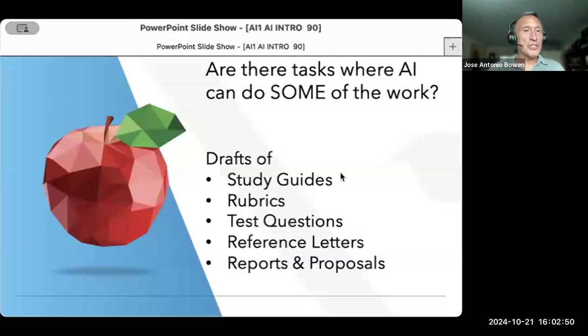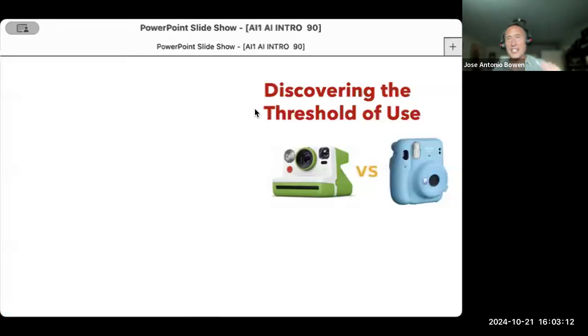And so they used humans in that study to evaluate the results. So the question for you, again, you're an expert, is what are the things? Your reference letters, absolutely, right? Some reports, accreditation reports, reports to the provost about learning outcomes, right? All sorts of things that you could now, again, I just need a draft. I need it in the right format. I need it to regrade some things. That's another way to think about this, and it's thinking about the threshold of use.